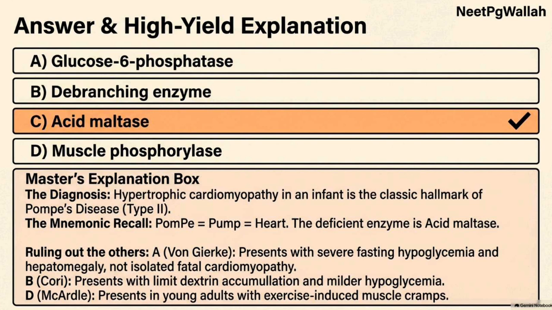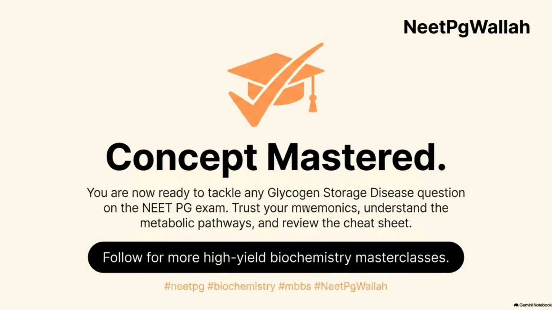And look at how easily we can rule out the others using our system. A is von Gierke, which presents with severe fasting hypoglycemia, not isolated fatal cardiomyopathy. B is Cori, which presents with limit dextrin and milder hypoglycemia. And D is McArdle, which presents in young adults with exercise-induced muscle cramps, definitely not infants with heart failure.